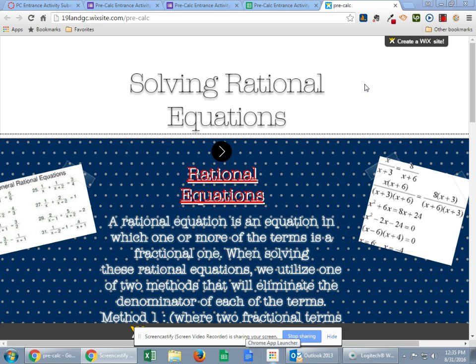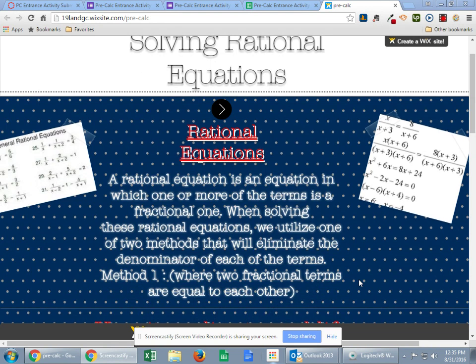Completed solving rational equations. A rational equation is an equation in which one or more of the terms is a fraction. When solving these rational equations, we utilize one of two methods that will eliminate the denominator of each of the terms. Method 1, where two fractional terms are equal to each other.